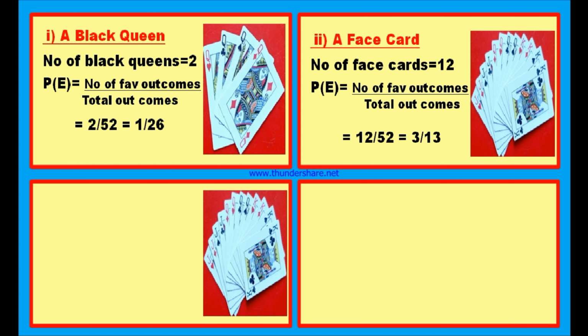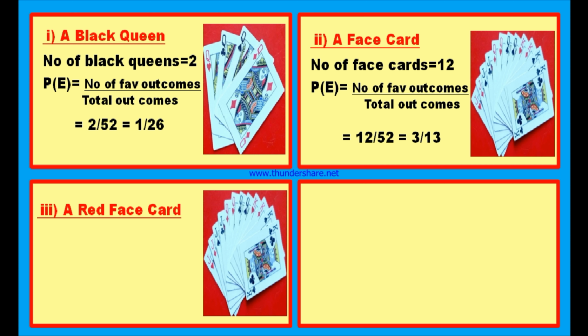Now the third bit. Here again, in the third bit also you can find face cards. Now let us see what the question is. A red face card: we have to find the probability of getting a red face card from the deck of cards. Now how many red face cards are there?